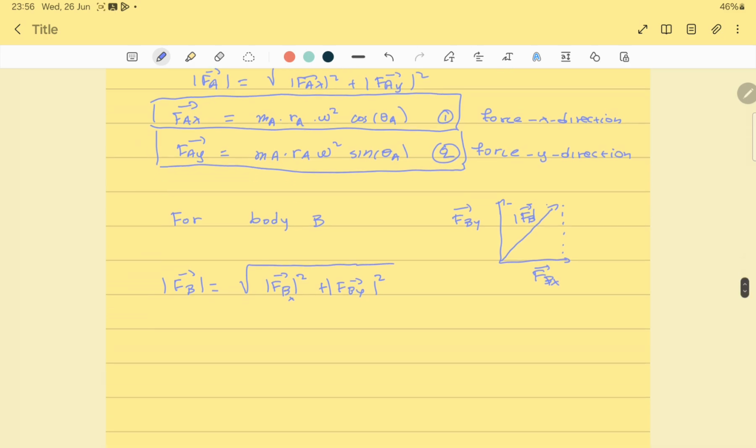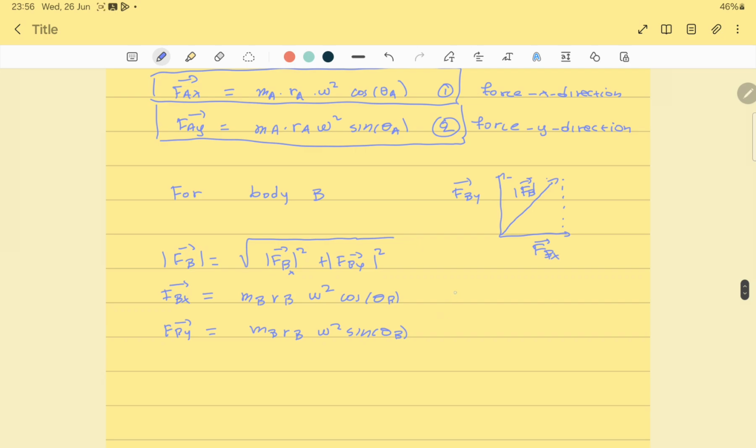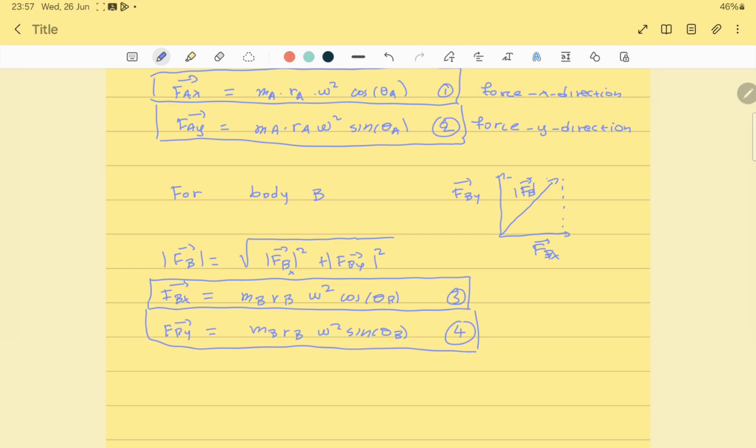And then I define the horizontal and vertical forces. FBX equals MB RB omega squared cos theta B. FBY equals MB RB omega squared sine theta B. This is relationship 3 and this is relationship 4. I also put them in a box.